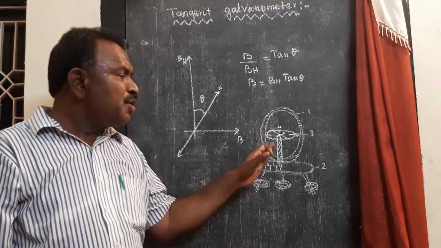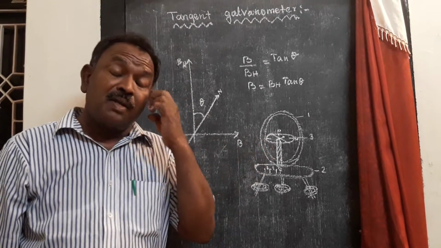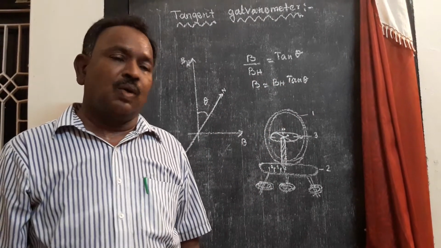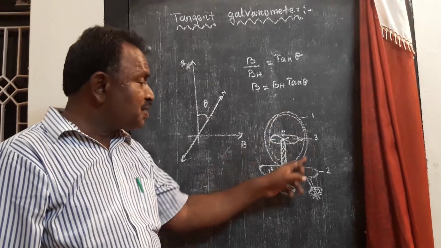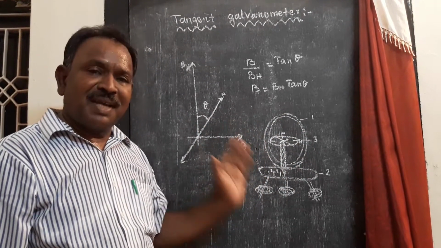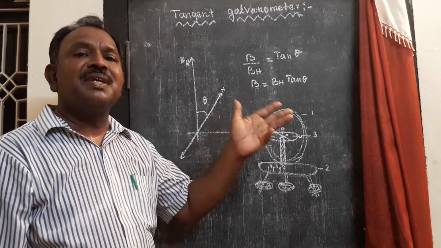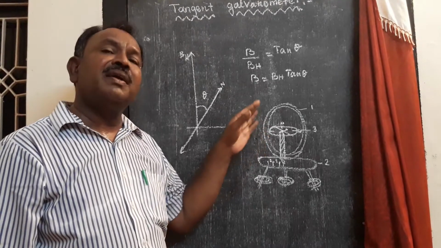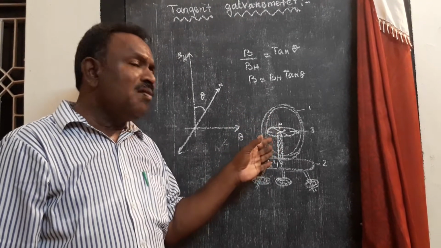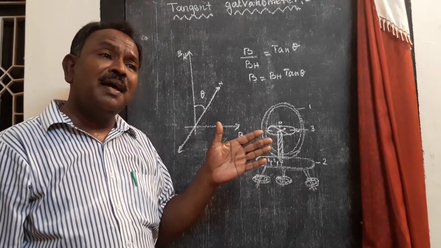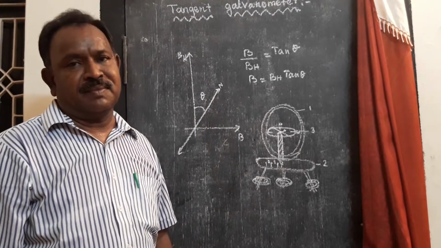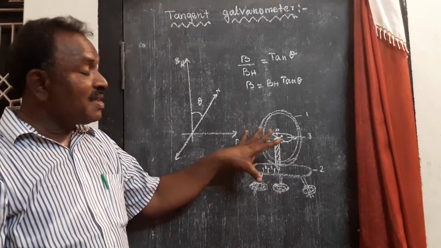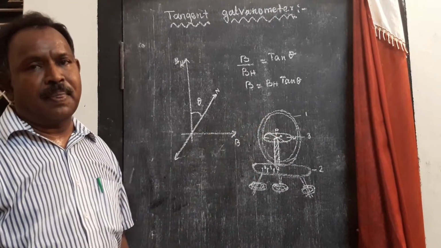The horizontal component of Earth's magnetic field is acting along north and south. So the magnetic field produced by passing current through the coil must act along east and west. In order to produce a magnetic field along east and west, the plane of the coil must be parallel to the magnetic meridian. So what are the initial adjustments we have to do so that the tangent galvanometer obeys the tangent law?